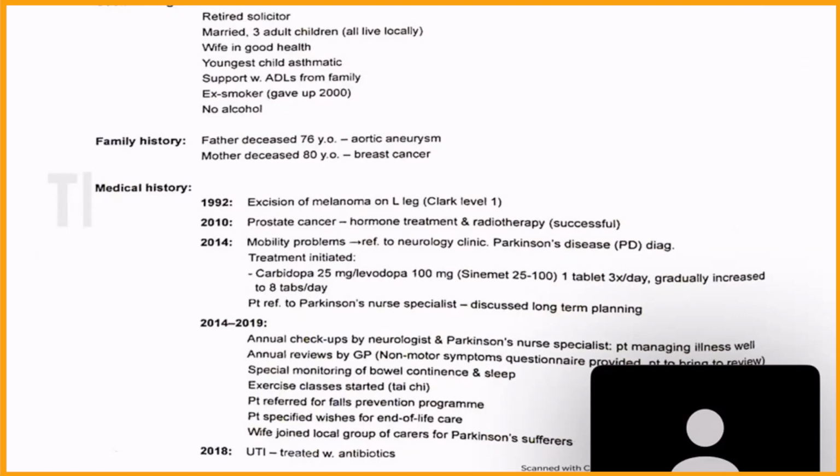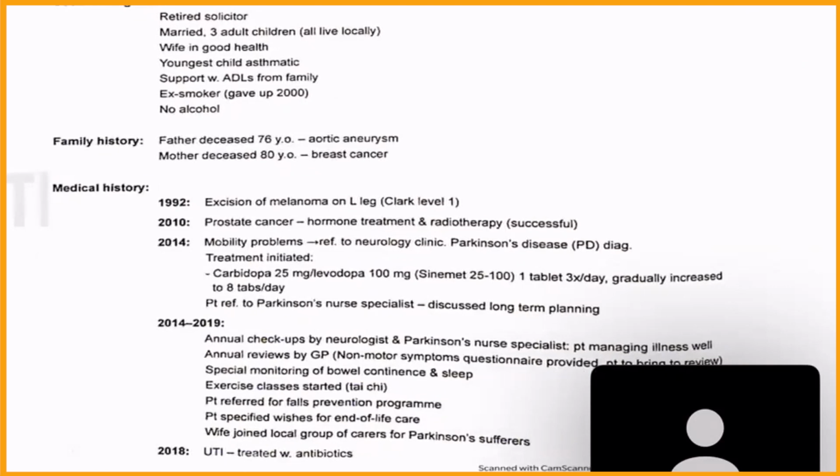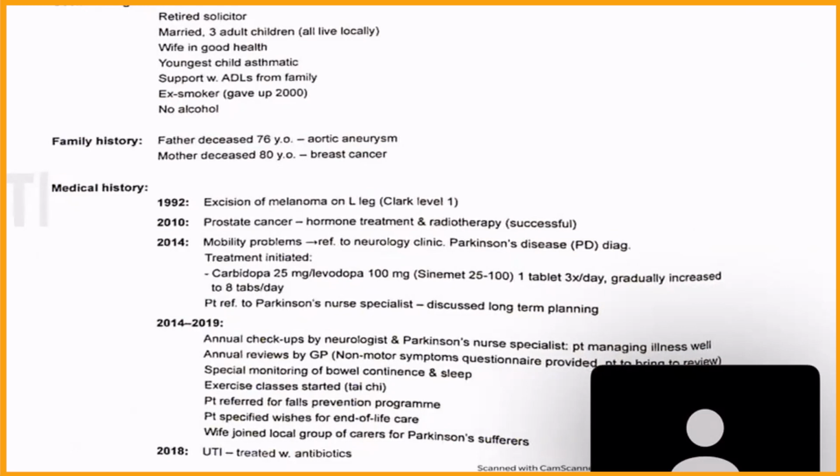2014 to 2019: annual checkup by neurologist, Parkinson's nurse specialist, patient managing illness well, annual reviews by GP, non-motor symptoms questionnaire provided, patient to bring to review, special monitoring of bowel continence and sleep, exercise classes started, Tai Chi, patient referred for fall prevention program, patient specified wishes for end of life care, wife joined local group that cares for Parkinson's sufferers.